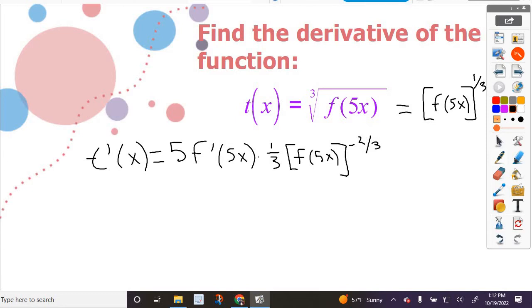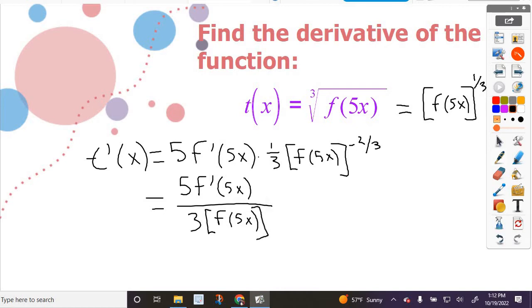So I bring down my 1/3 and then subtract 1. What was the outer? 1/3, or to the 1/3 power. Correct. Okay. So then again, we're just going to clean it up a little bit. I have a 5 and an f prime of 5x on top, and then we have a 3 and an f of 5x to the 2/3 on bottom. Yes.